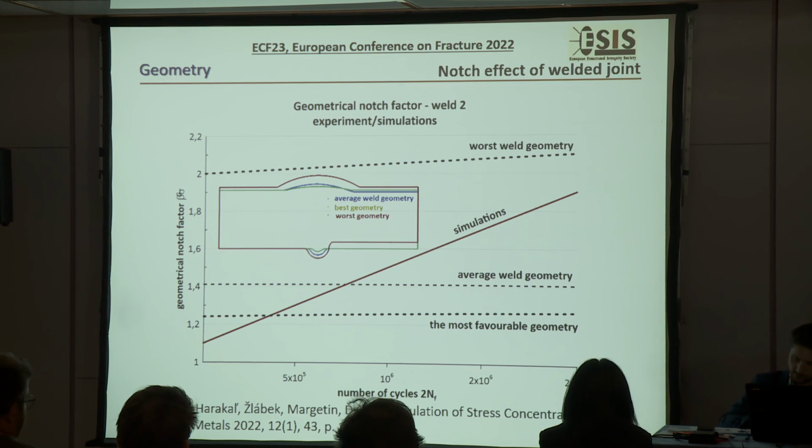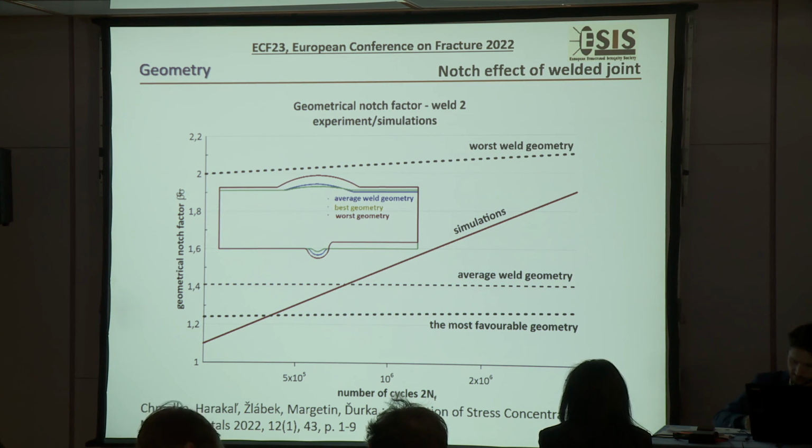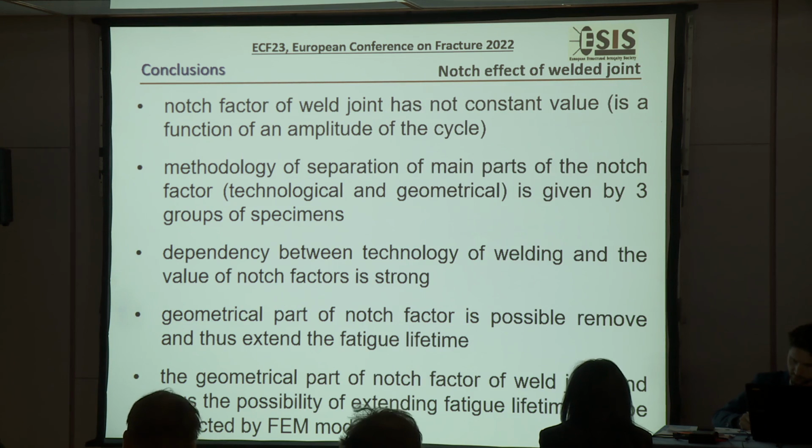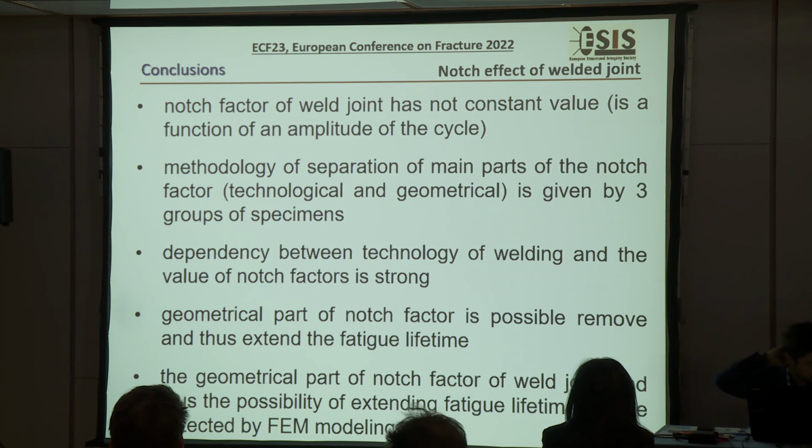If I have this information before the operation, it gives me information on how high it's possible to extend the fatigue lifetime, because by removing this geometry, I can extend fatigue lifetime since I decrease the notch factor. This operation is profitable only in the high cycle fatigue region. It is possible to conclude that the notch factor of a weld joint is not a constant value. It is probably surprising, but this is logical. It must not be a constant value. It is a function of the number of cycles.